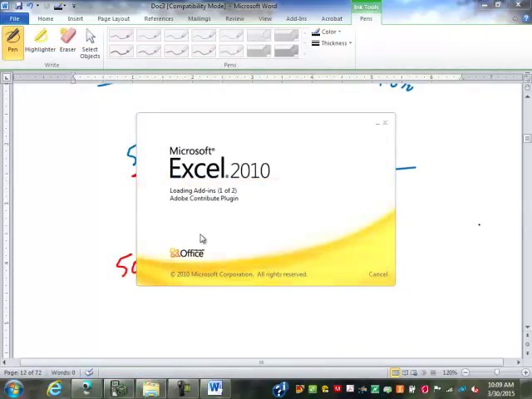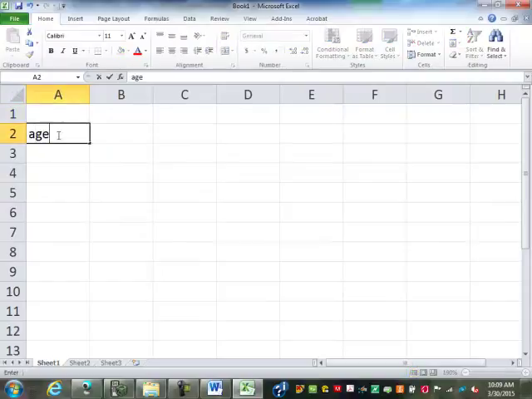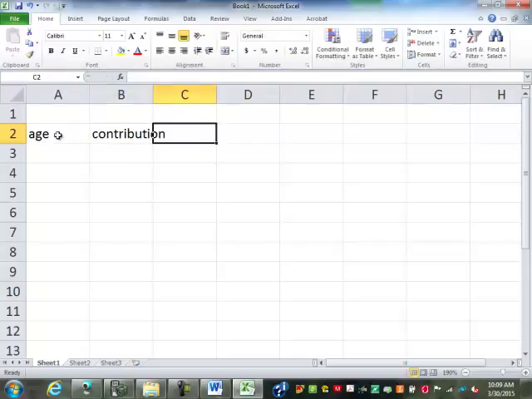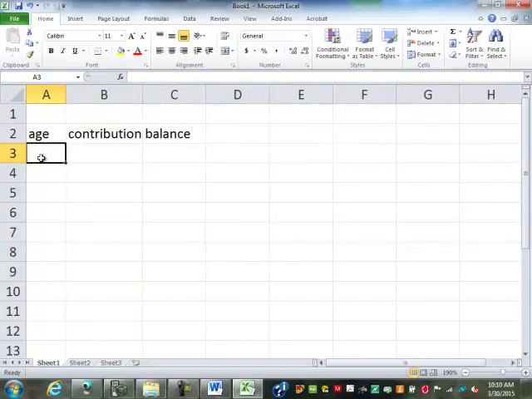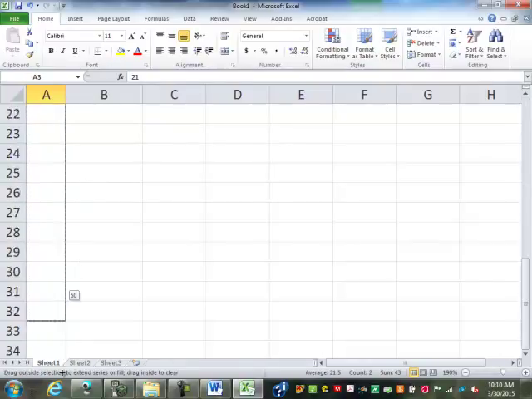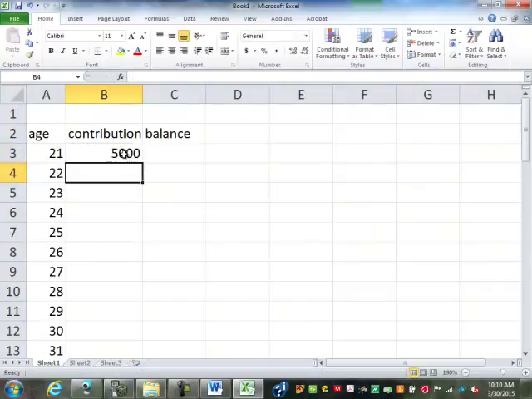Here, let me show you this. I can put together a quick spreadsheet here. So let's put in your age, your contribution, and your balance. Let's start at 21 for just the heck of it, because there being 2-year programs, some people might get out of here at the age of 21 and get a good job.